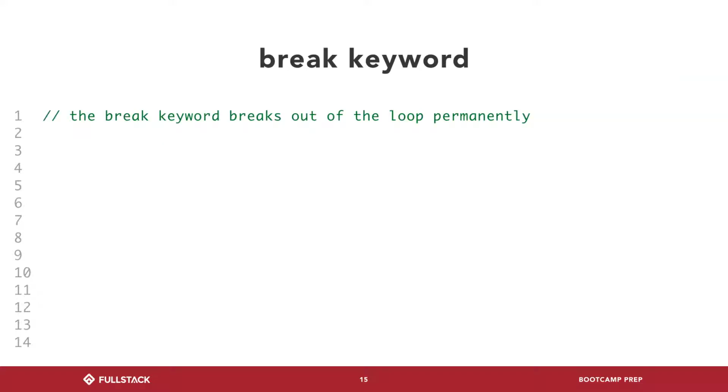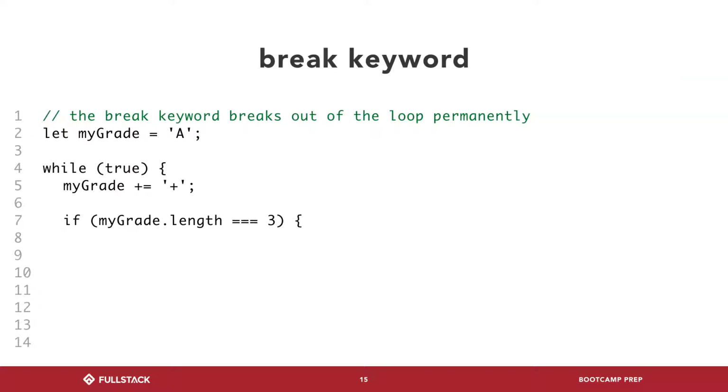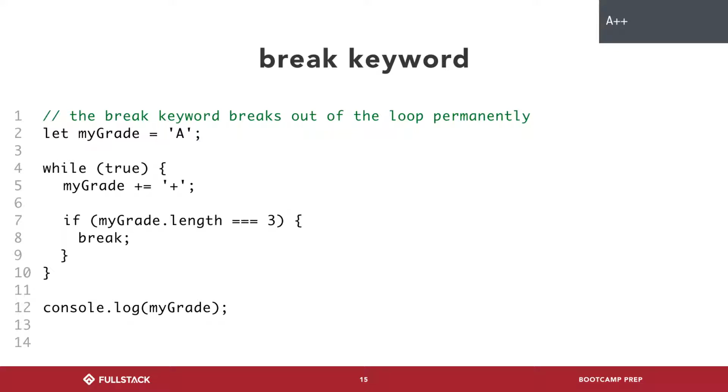Cool. All right. Break, on the other hand, basically says, hey, I just want to get out of this for loop altogether, right? I don't want you to go on to the next iteration. I'm just done with this loop. And so we can use it in a while loop here, where in this case the problem is saying, I want to get an A plus plus. If I have an A, keep adding pluses to it until I hit A plus plus, at which point you can stop because it's kind of overkill.